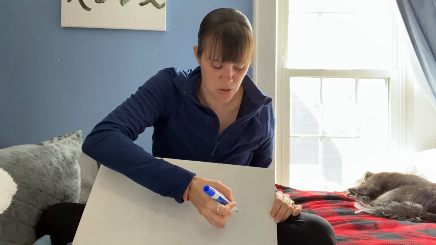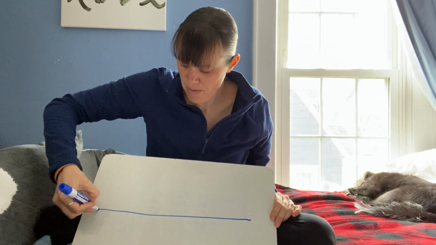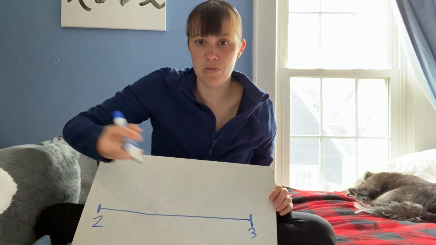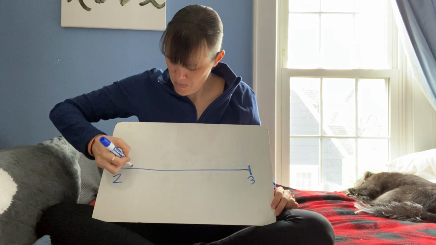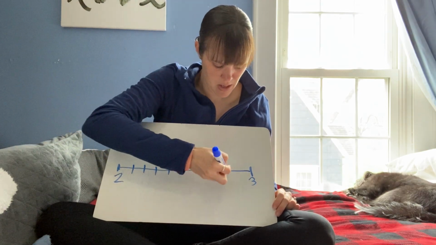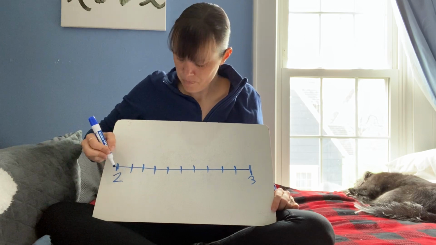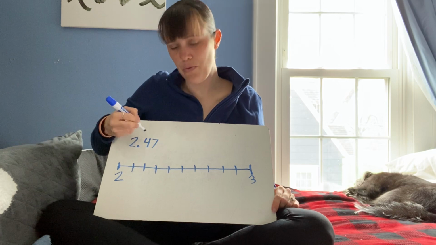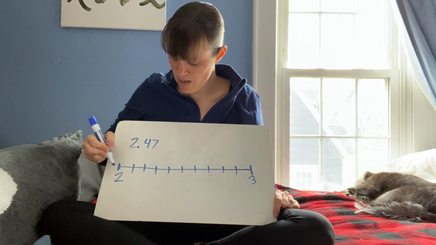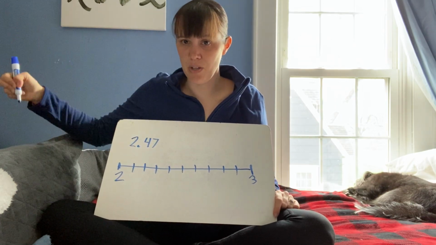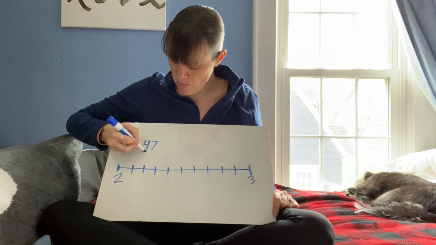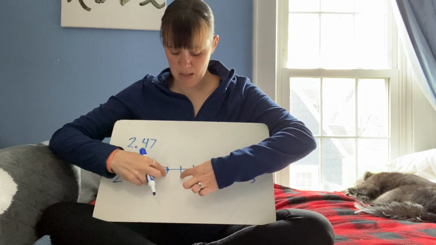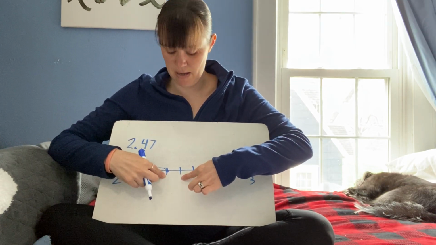They made our number line nice and short here. They just have 2 to 3. So that's nice. Can you see? No, not really. 1, 2, 3, 4, 5, 6, 7, 8, 9. Okay, 2.47. 2 and 47 hundredths is what we're working on. Now, 0 started over here, so we already went to 2. So now we do 4 tenths. 1, 2, 3, 4. And then in between here, we have to split it into 10.